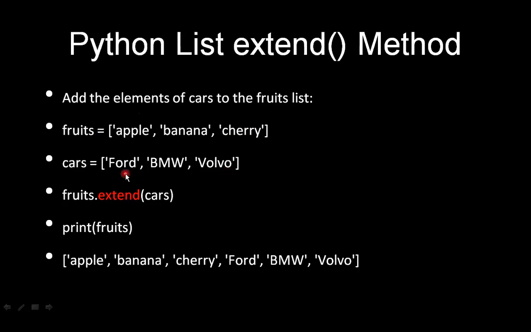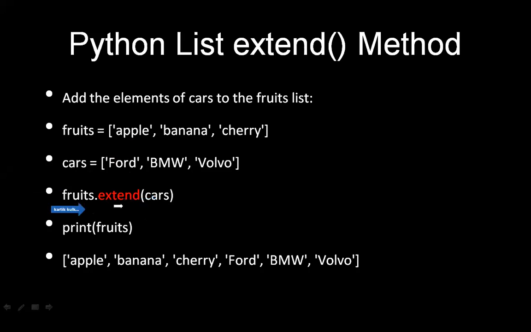So when I want to extend the content of the fruits list, how can I do that? The statement which helps in extending the existing list is fruits.extend(cars). You may ask what is this cars and what is this fruits. These are all list names. Fruits is the list name, and cars is also a list name.